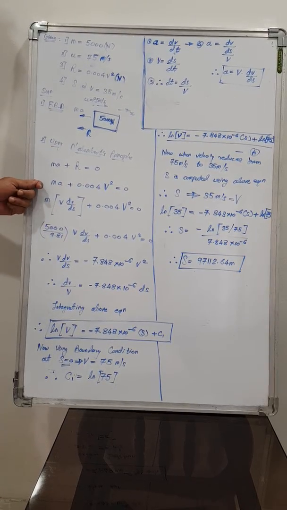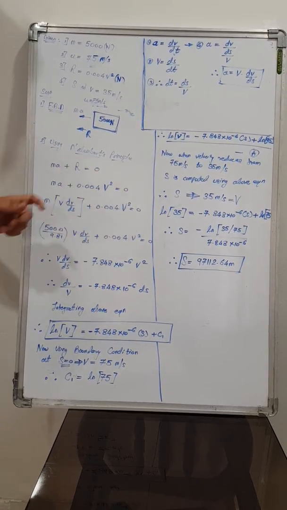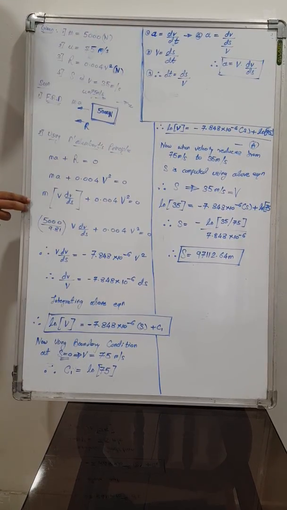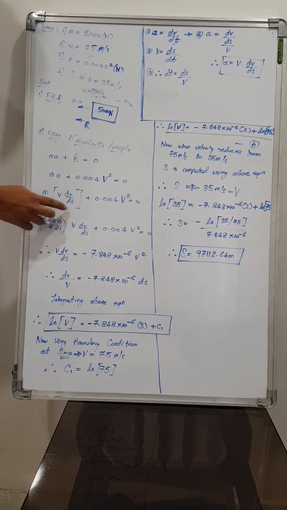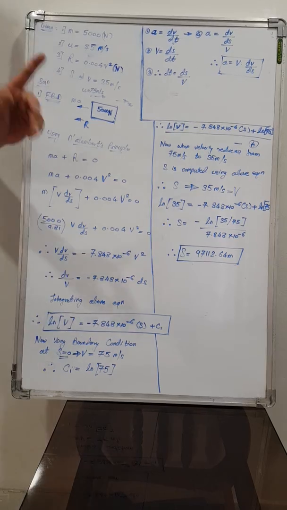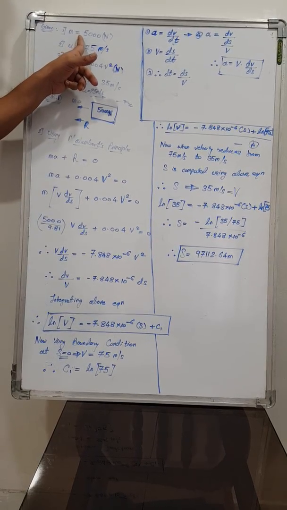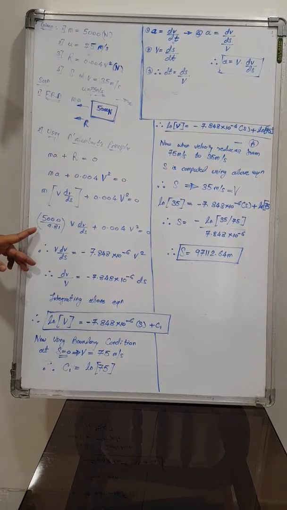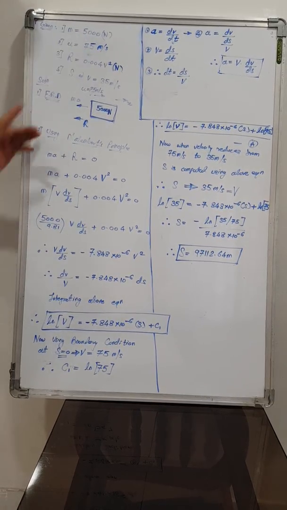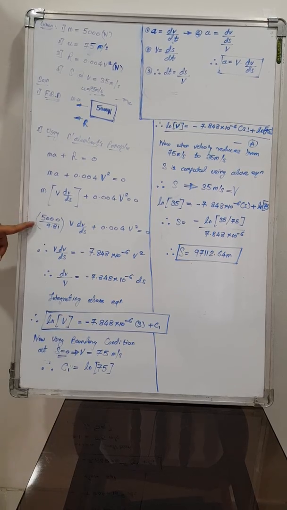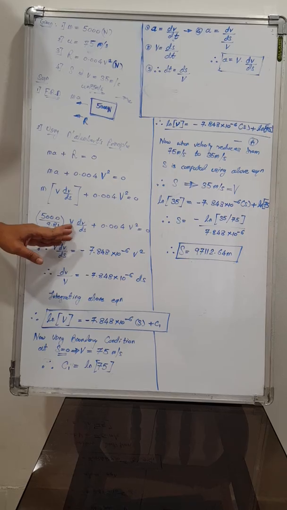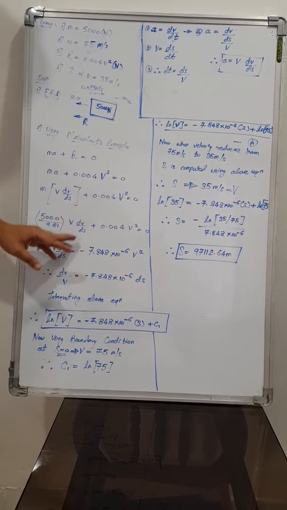Accordingly, if we substitute, ma plus 0.004 v square is equal to 0, then we have to substitute acceleration in the form of velocity. So m into v into dv upon ds plus 0.004 v square is equal to 0. Another thing to notice is the mass given here is in Newton. We have to convert it into kg because we are considering mass and not the weight. So remember to convert the Newton into kg. So 500 divided by 9.81, v into dv upon ds, as we have derived earlier.